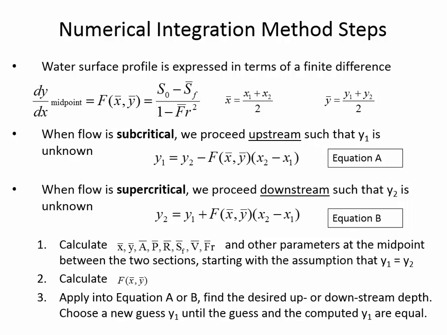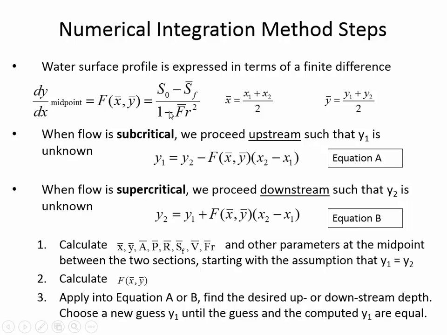Here's a summary of the steps that we go through. The text is the source of this notation system, so if you don't quite follow the discussion, I'd encourage you to read through the text. Like I said, you're going to be calculating conditions at the midpoint. So if the water depth, just as an example, is decreasing, let's say here would be location 2, here would be location 1, what we're going to do is estimate what's going on here at the midpoint.